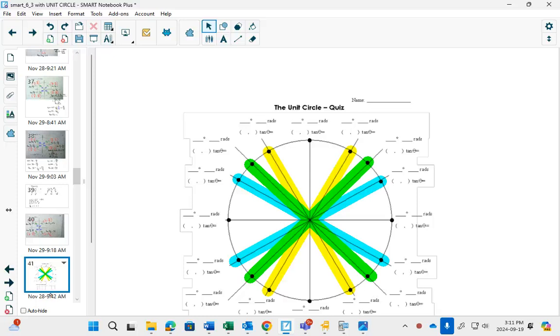If you noticed how things were, one thing you might have noticed, if you get quadrant 1, the other quadrants are easy. That's why color coding it is nice.